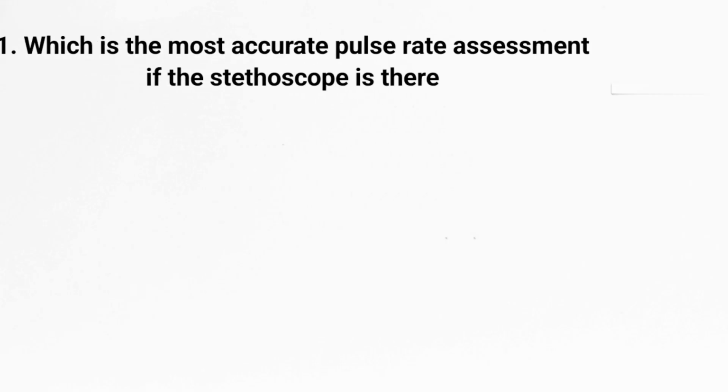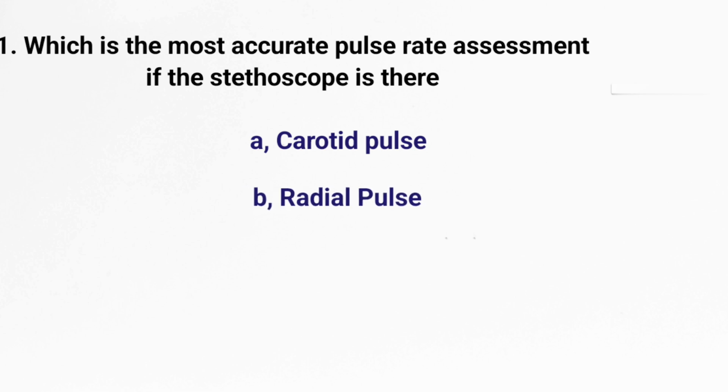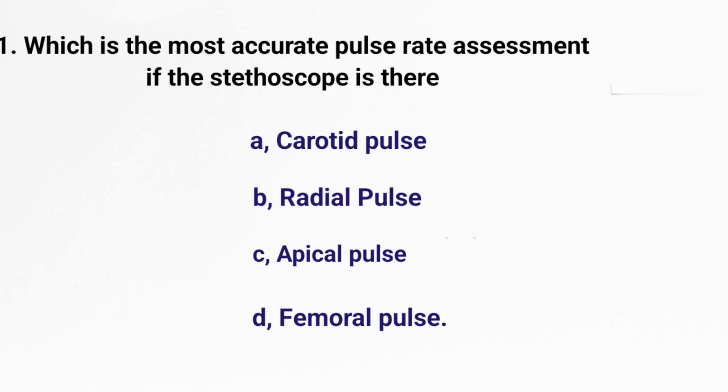Question number 1. Which is the most accurate pulse rate assessment if the stethoscope is there? Option A. Carotid pulse. Option B. Radial pulse. Option C. Apical pulse. Option D. Femoral pulse. And the answer is option C. Apical pulse.